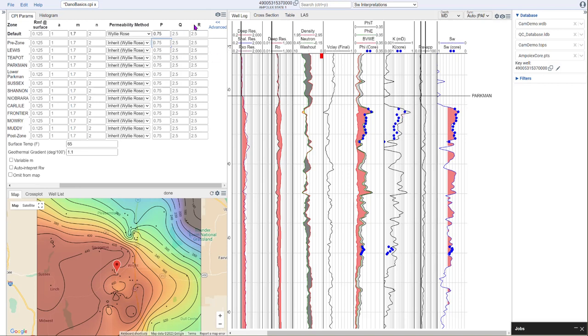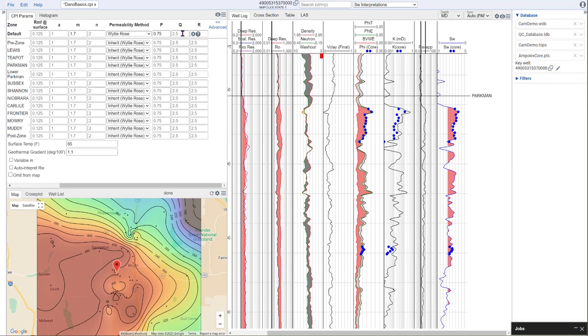Let's see what we can do with some of our other exponents. Now we have the exponent Q. As a reminder, in the Wyllie Rose formulation, this is P times phi to the Q over SW to the R. So let's see what effect Q has here. If we make Q a lower value, that shifts our distribution higher. And if we make Q a higher value, that shifts our distribution lower. Okay?